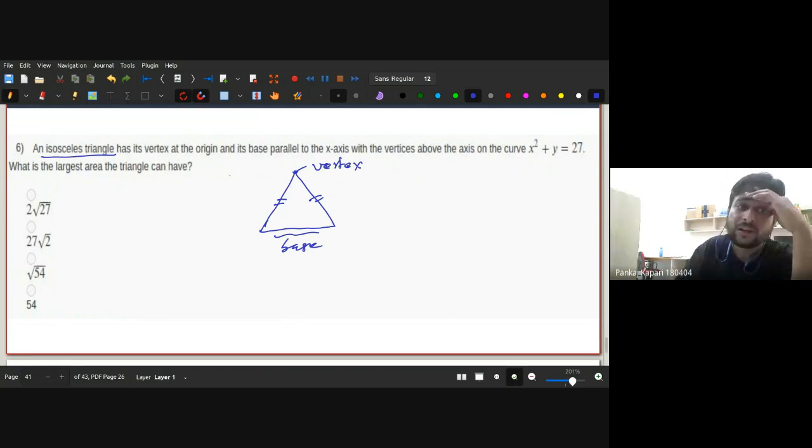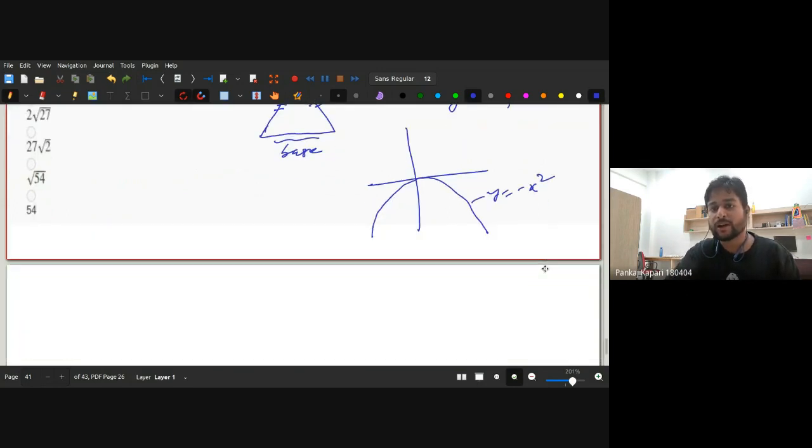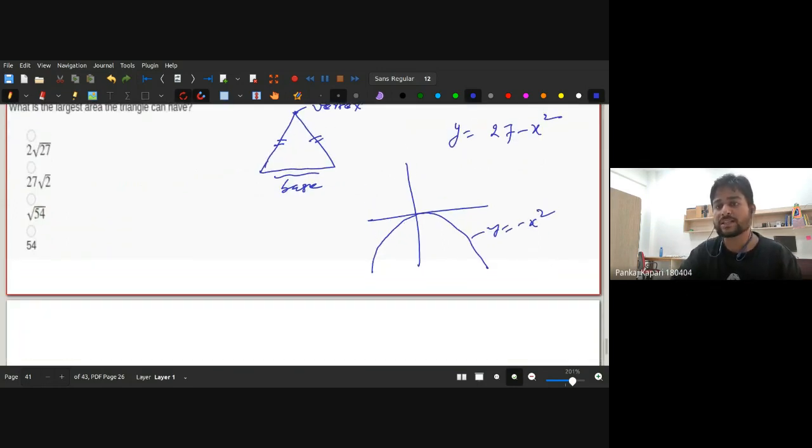And it's given that there is a curve, and what is this curve? This curve is y equal to 27 minus x square, right? So what is the curve of y equal to x square or y equal to minus x square? It is this parabola, right? This parabola is y equal to minus x square, but our curve is y equal to 27 minus x square. So we are adding 27 to minus x square. That means, let's say we have here 27. That means now our parabola is like this.